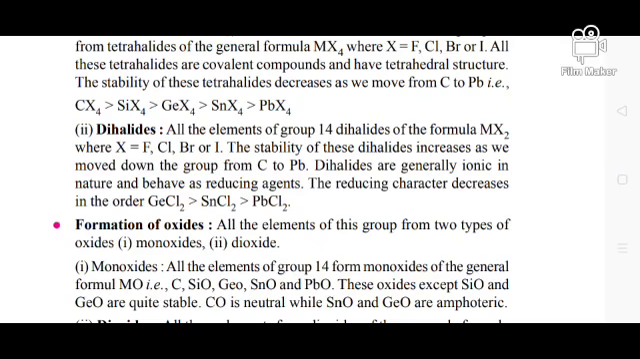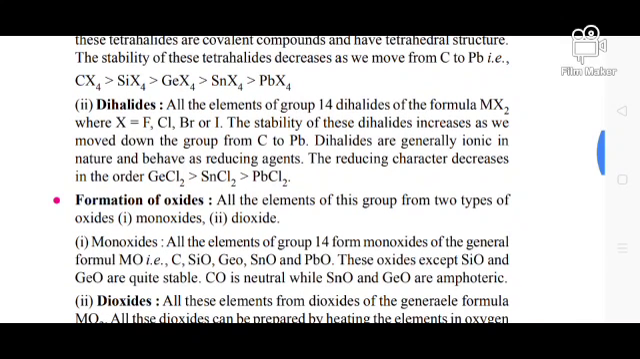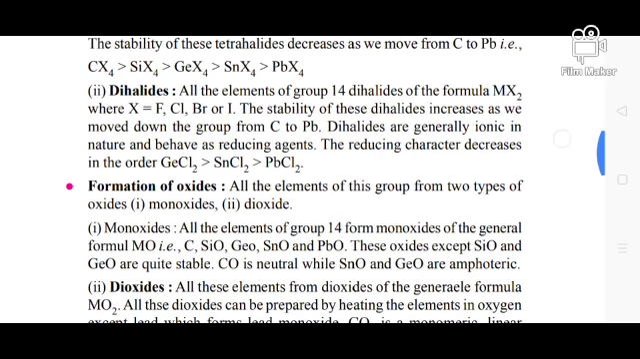Then the dihalides. All the members of group 14 form dihalides with the formula MX2, where X belongs to the halide groups. You have seen that while you move down the group, the stability of the dihalides is increasing. But in case of tetrahalides, the stability is going on decreasing.